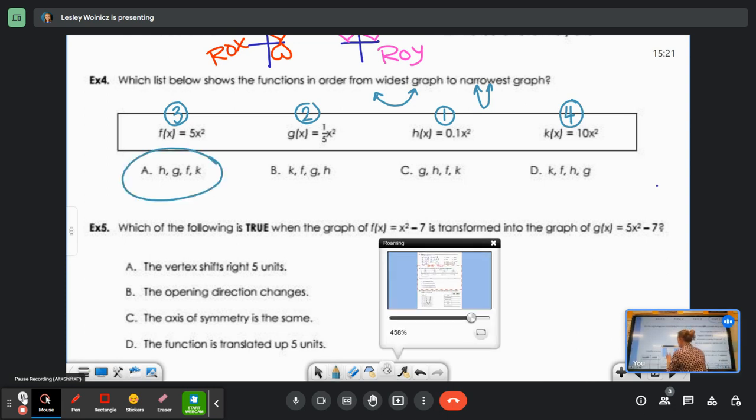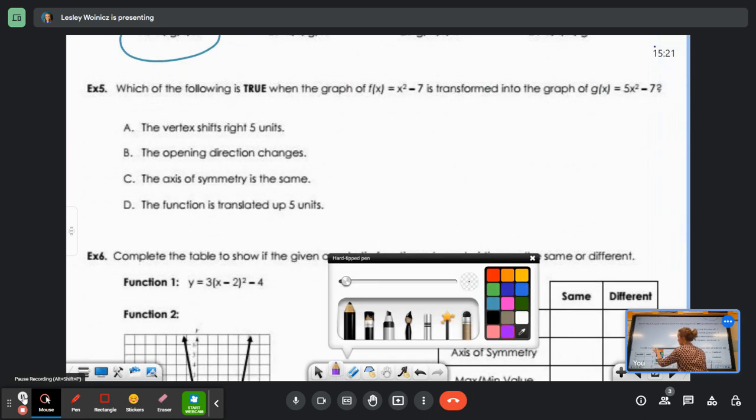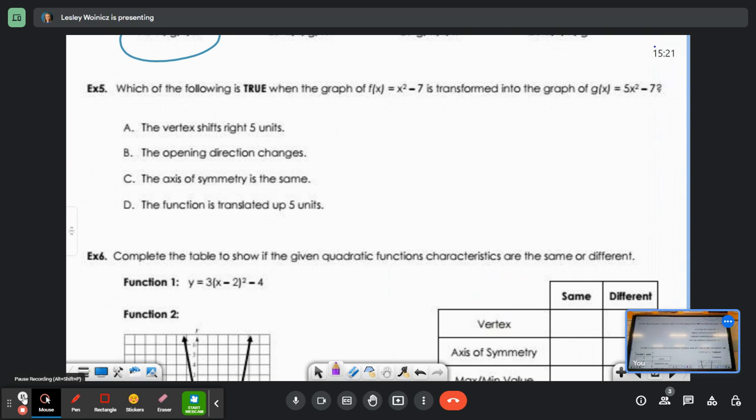All right, we're going to do one more and then we're going to be done. Okay, which of the following is true? Yesterday we did false. Today we want true. When the graph of f of x equals x squared minus 7 gets transformed into the graph of g of x equals 5x squared minus 7. Maybe put those both in your calculator and see what happens. I'll do it too.